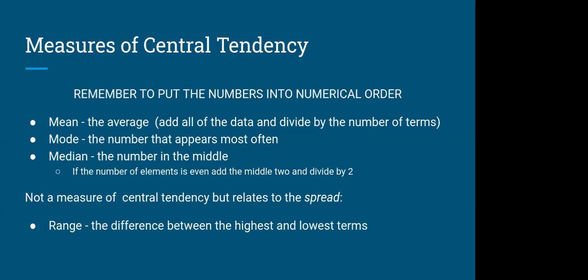The mode is the number that appears, or the term that appears most often. The median is the term in the middle. But if there is an even number of elements, we know that we add the middle 2 and divide by 2. And although it is not a measure of central tendency, it relates to the spread of the data. We also found the range, and the range is the difference between the highest and lowest terms.